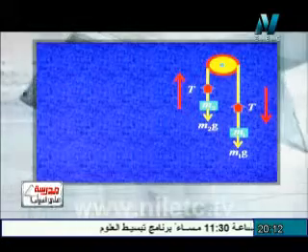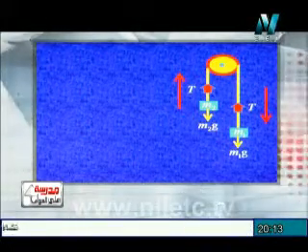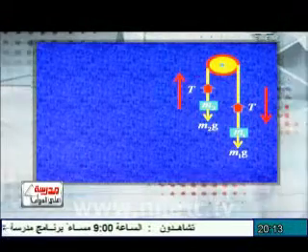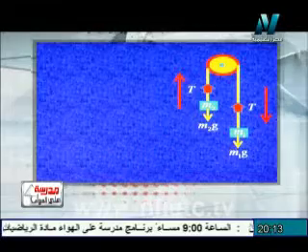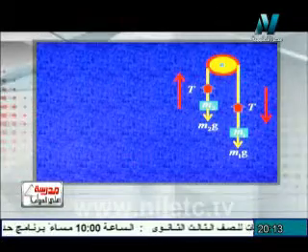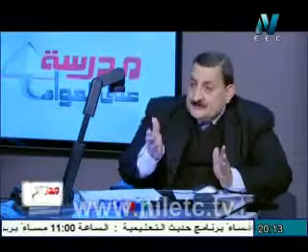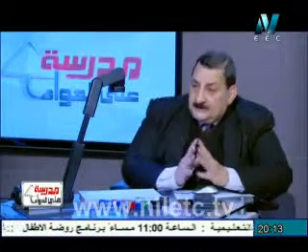Now we have Newton's second law: all forces in the direction of motion minus all forces in the opposite direction of motion equals MA. So we are applying Newton's second law: the sum of forces in the same direction of motion minus the sum of forces in the opposite direction equals MA.